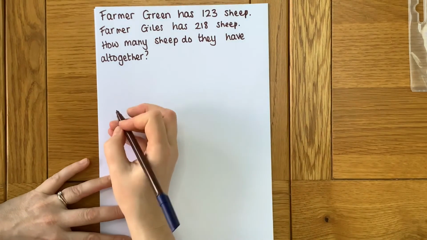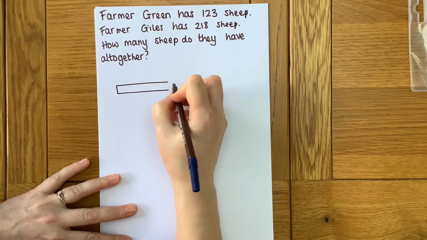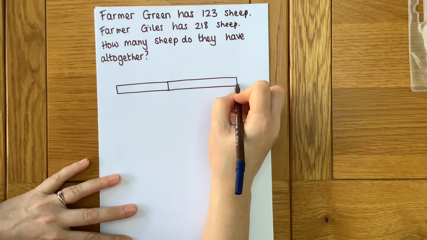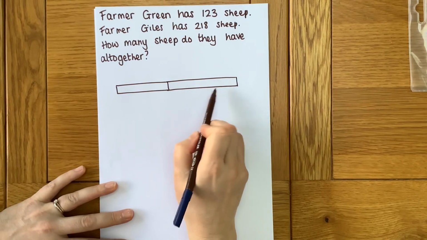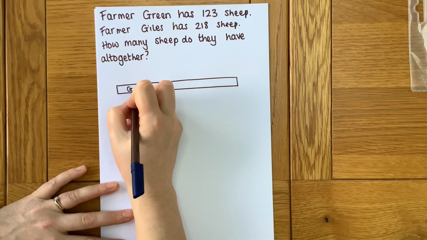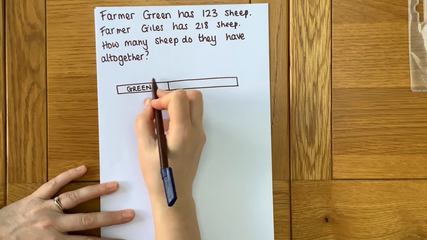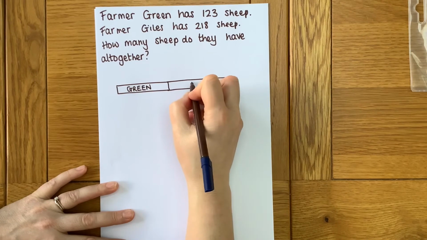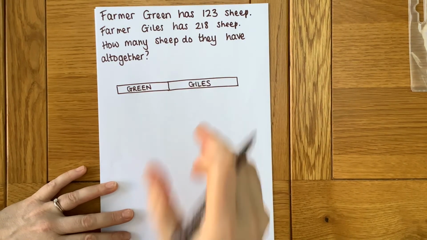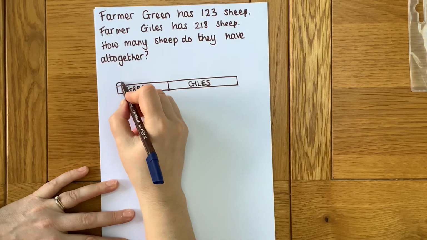Okay, so Farmer Green has 123 sheep and Farmer Giles has 218 sheep. So Farmer Giles has got more. So the bigger section on my bar model is going to be Farmer Giles. So I've got Farmer Green. Their sheep are represented by that part, and this part represents Farmer Giles. In your bar model, you might have put Giles and Green the other way around. It doesn't matter, as long as you've labelled it correctly.